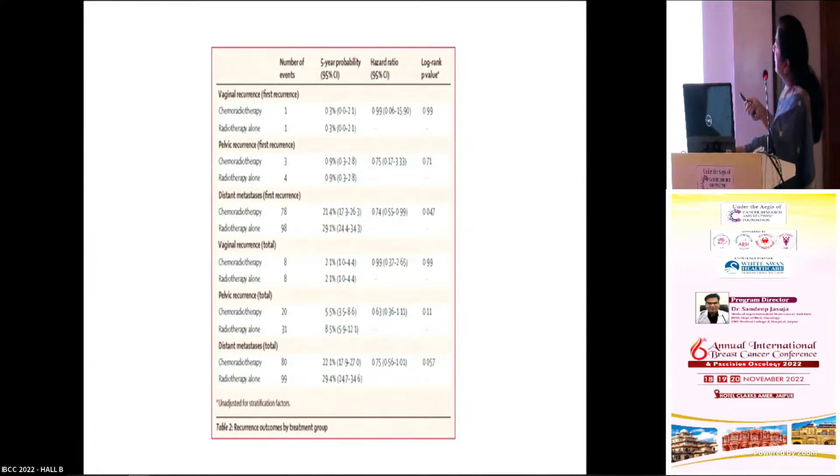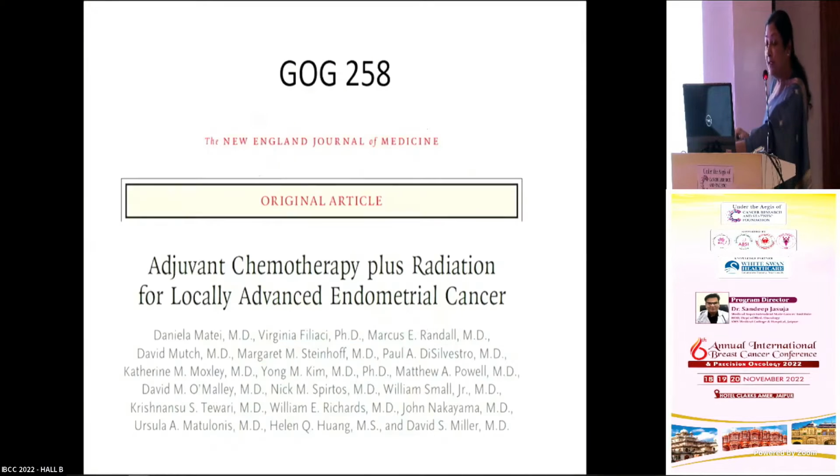If you look here, the recurrences, because what we are concerned with in management is to define the pattern and the incidence of recurrences to decide on the prognosis for the patient. So basically, if you look at the number of vaginal recurrences, they were equal in both chemoradiotherapy and radiotherapy arm, but the other recurrences, the pelvic recurrences, the distant recurrences, and total number of recurrences were much less in the chemoradiation arm as compared to the only radiation arm.